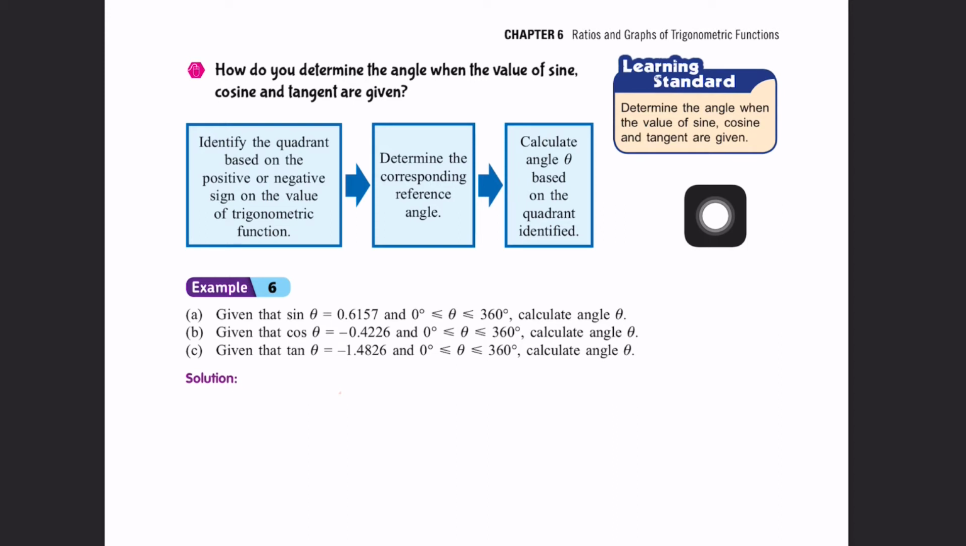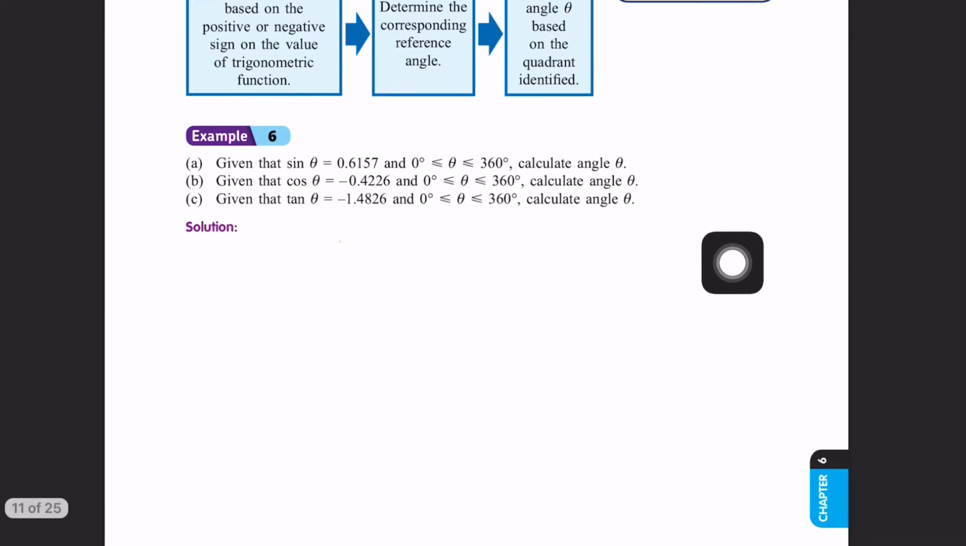Okay, so there are 3 steps. First, identify the quadrant based on the positive or negative sign of the value of the trigonometric function. Next, determine the corresponding reference angle, and then calculate angle theta based on the quadrant identified. Okay, let's look at the first example.